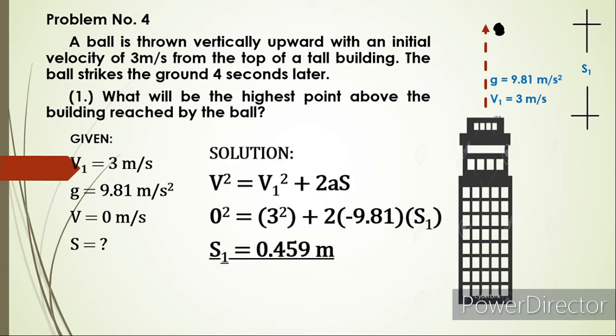Substituting all the formula, S1 is equal to 0.459 meters. So, ibig sabihin, ang naabot ng bola mula doon sa top ng building hanggang doon sa dulo na nag-zero yung velocity niya ay 0.459 meters.